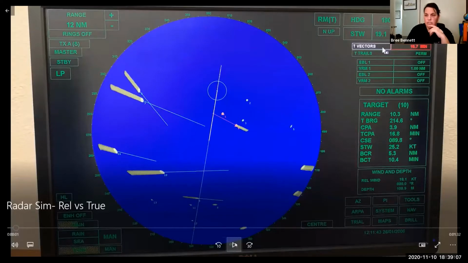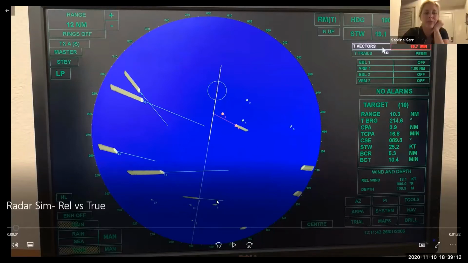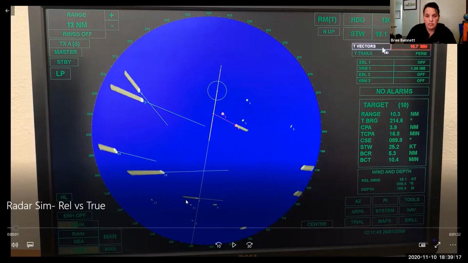Okay, can you guys see the video? Okay, yes. So right now on this simulator screen, we have a couple different blips, and they're acquired, meaning they have a vector line. And the vector line right now is in true. They're T vectors, so they're in true vectors. So this vessel is going this way. This vessel is crossing us. This vessel is crossing us. These little vessels here are not moving. They have no true vector.